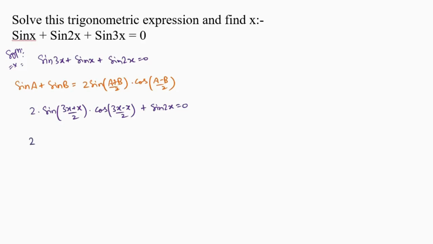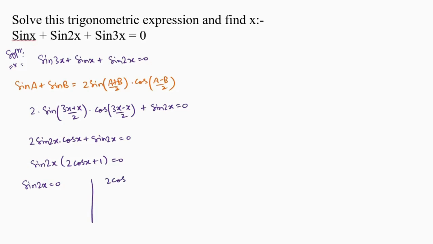So on solving this we get 2 times sin 2x times cos x plus sin 2x equals 0. Now take sin 2x common from this expression and we get sin 2x times (2 cos x plus 1) equals 0. That is, sin 2x equals 0 and 2 cos x plus 1 equals 0.